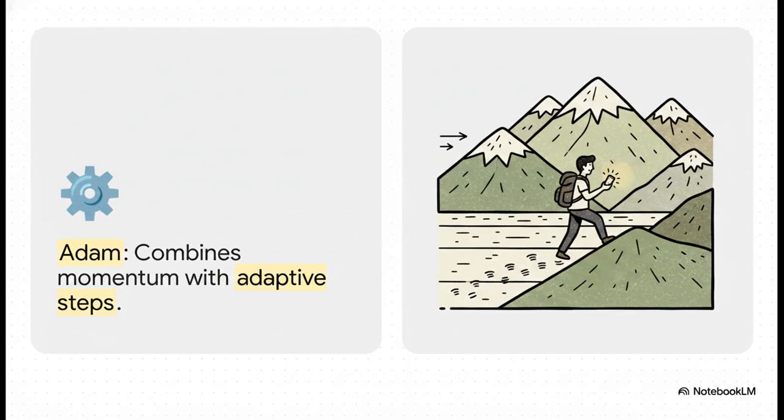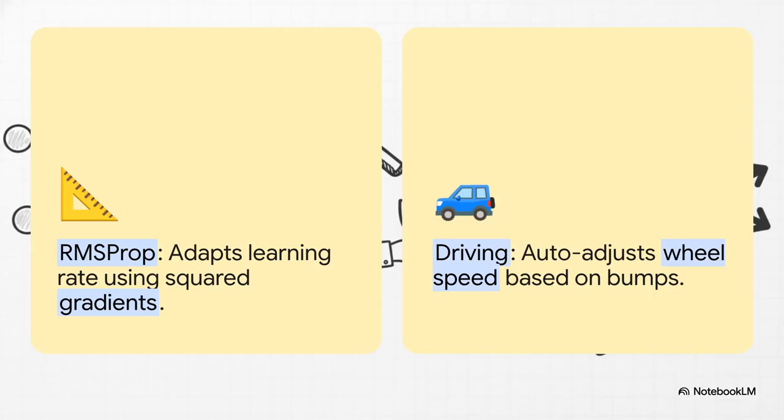If the path gets steep, the GPS tells our hiker to take bigger strides. If it flattens out, they take smaller ones. By actively using moving averages for both the direction and the size of the gradient, it's absolutely incredible for navigating messy landscapes. Then, alternatively, we have RMSprop.